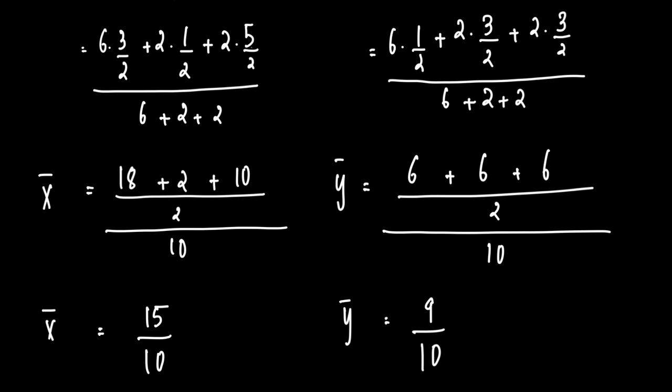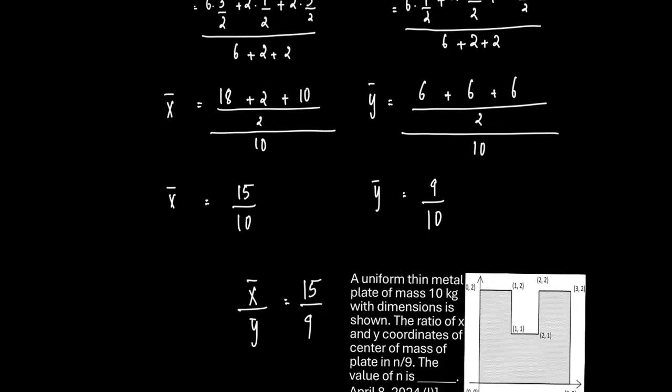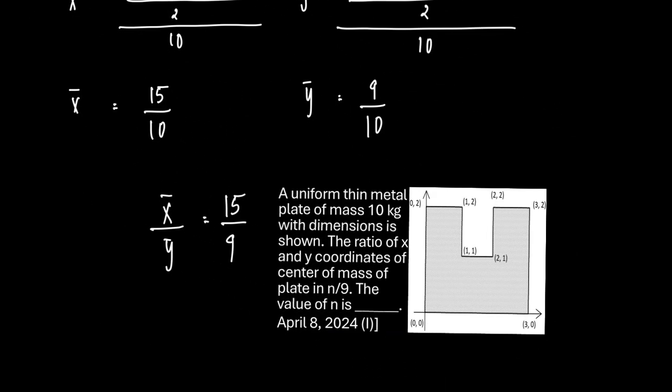Anyway, so now we have 6 into 3 as 18, 2 into 1 is 2, 5 2 is 10, so 10 plus 18 is 28 plus 2 is 30, 30 by 2 is 15. 6 plus 6 is 12 plus 6 is 18, 18 by 2 is 9. So we have x bar is equal to 15 by 10 and y bar is equal to 9 by 10. And when you divide these two, what you get is x bar by y bar is equal to 15 by 9. And according to the question, the ratio of the x and y coordinates is given to be n by 9, which means the value of n should be equal to 15.